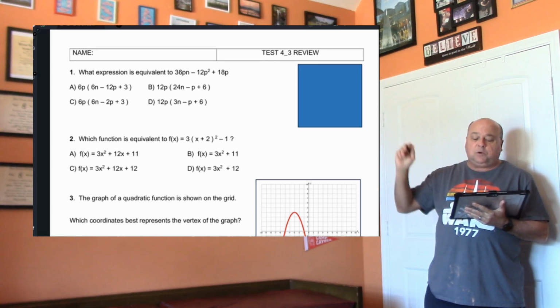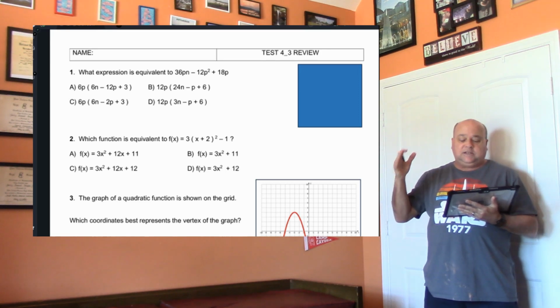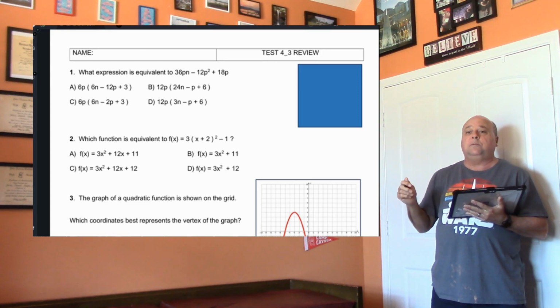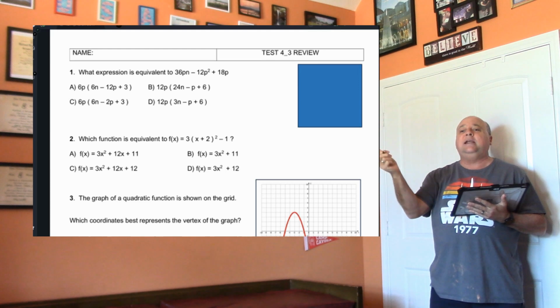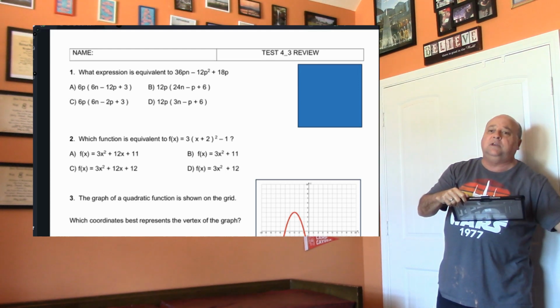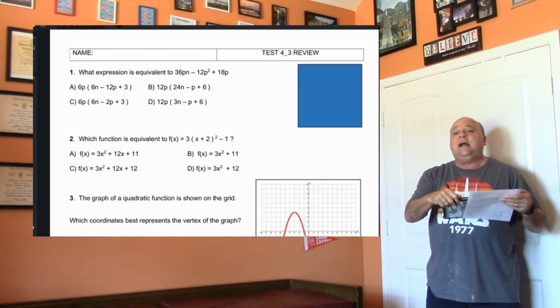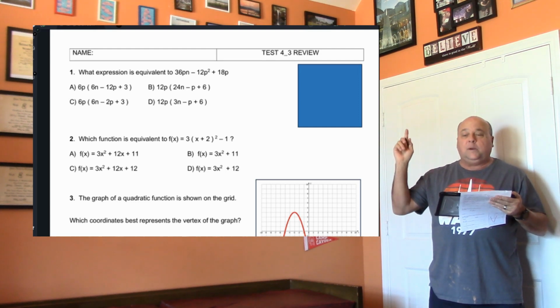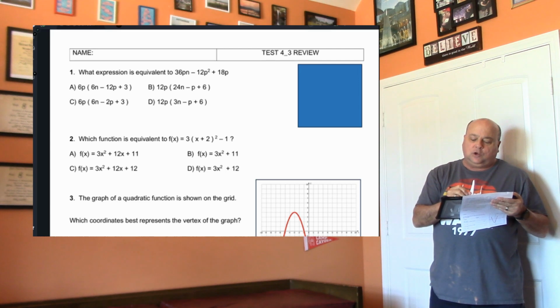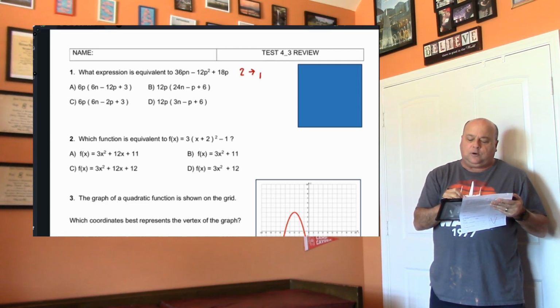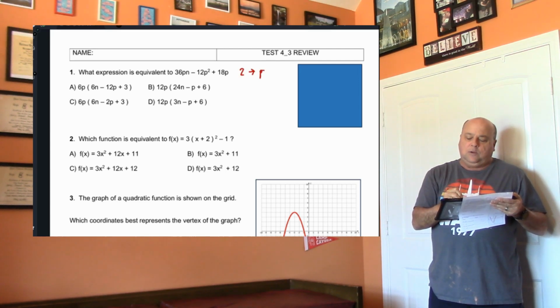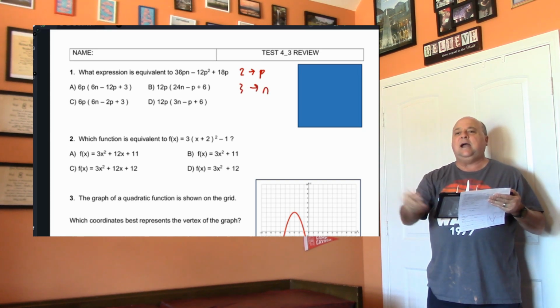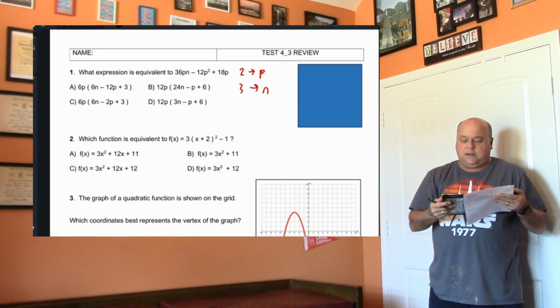So we have: what expression is equivalent to 36pn minus 12p squared plus 18p? Notice we need to factor out the GCF of this, and it's not easy to do, so we're going to store, okay? We have the letters P and N, so we're going to store 2 for the letter P, and then store 3 for the letter N. And then we're going to type it in the calculator. One of them's going to match up.